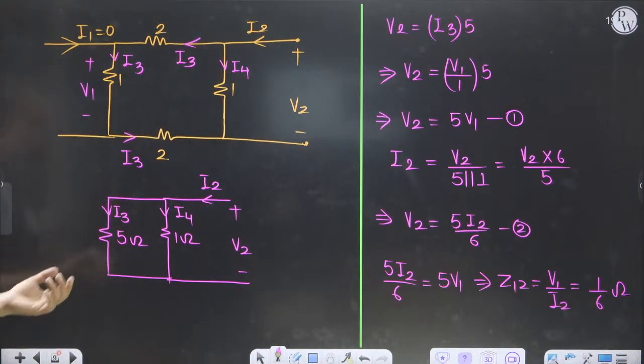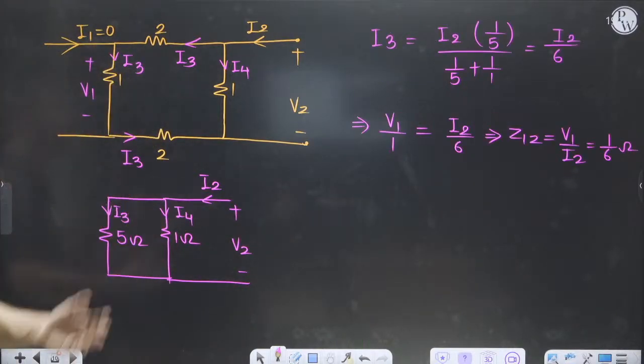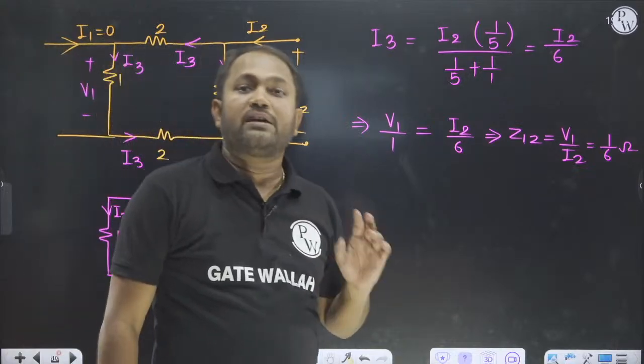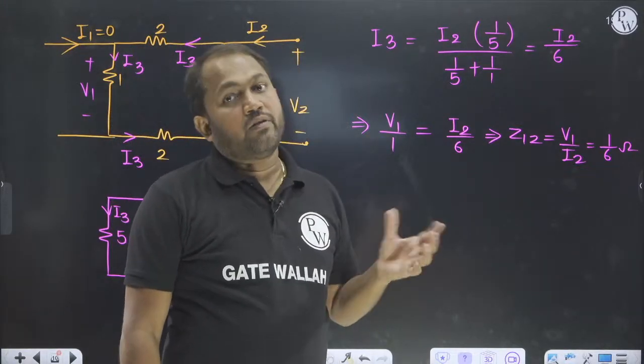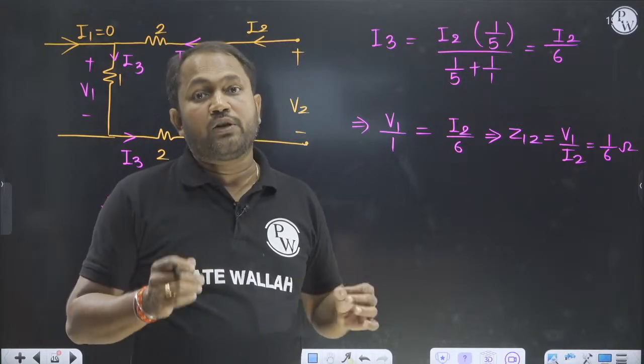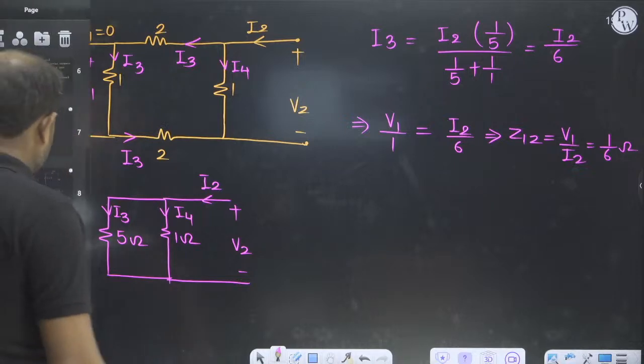In the GATE exam they will ask Z22, or they will ask Z12, or Z11, or Z21. They will not ask all 4 things. If they ask all 4 things, it will be time taking, and then you have to solve very fast.